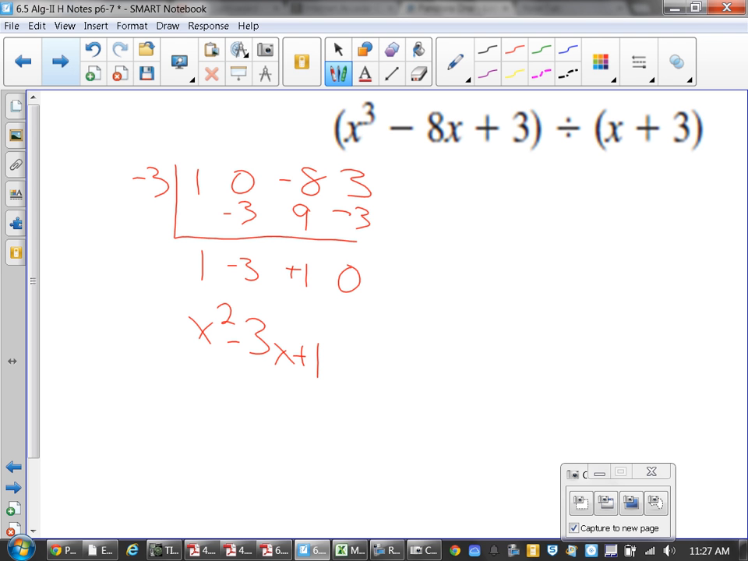I'm kind of confused on how the answer is x squared. Why is it x cubed? Because remember, if I multiply this by x plus 3, I'm going to get x cubed minus 8x plus 3. This is a factored form of that. Every time you use synthetic division, you drop 1 degree.